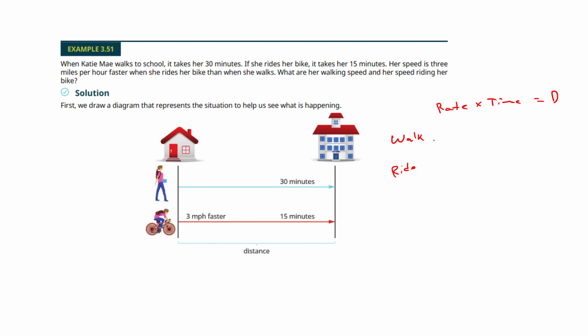Well, first of all, let's start. We don't know how fast she's walking, but we know when she rides her bike, it's 3 miles an hour faster.